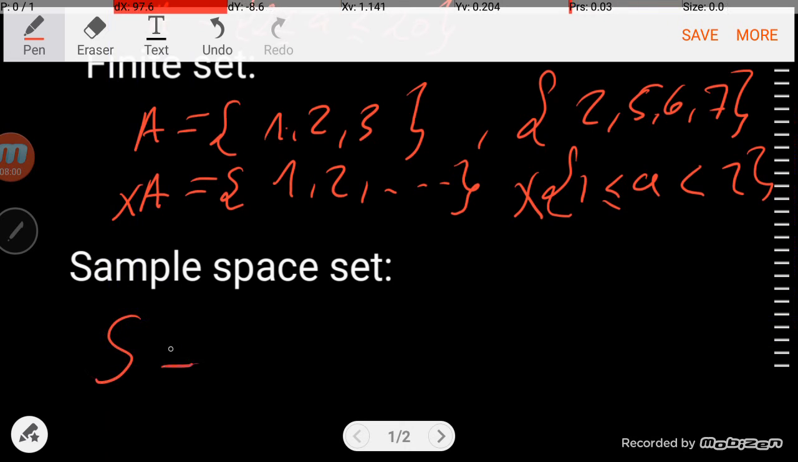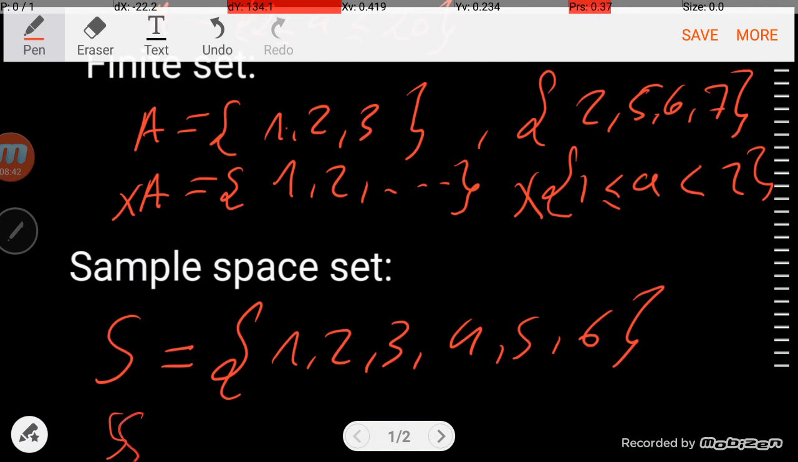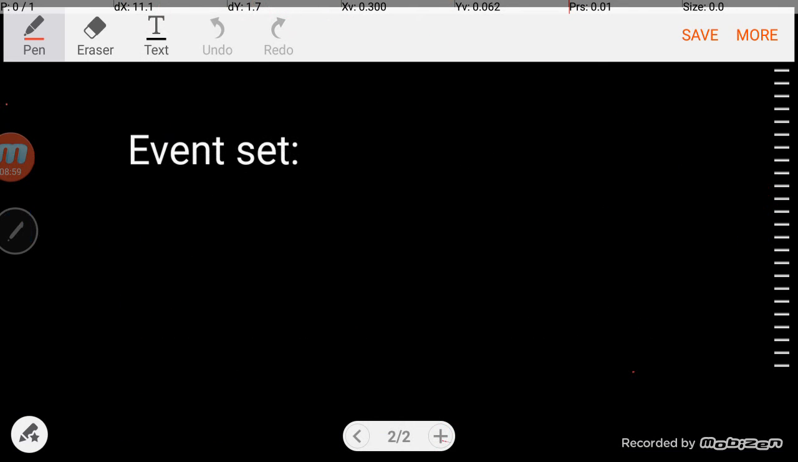Sample space S. Sample space or universal set is the set that contains all results. For the dice game, we have 1, 2, 3, 4, 5, 6. These are all faces that can show up, all the results. So we call it sample space or the universal set. For our coin game, S equal to tail and head. This is the sample space.